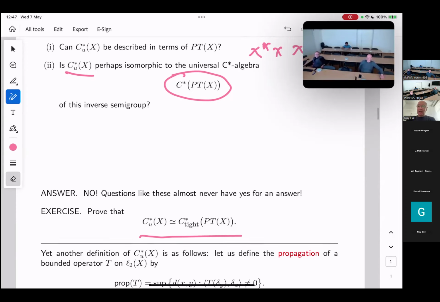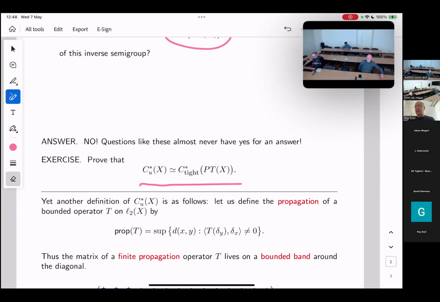Okay, so here's another definition of the uniform Roe algebra. Let's take a bounded operator T on our space L2 of X, and let's define the propagation of our operator. So the propagation of T is this. These are the matrix entries of the operator. I look at all of the non-zero entries of the matrix of T, and for those, I compute the distance from x to y, where x and y are the indices of the basis vectors.